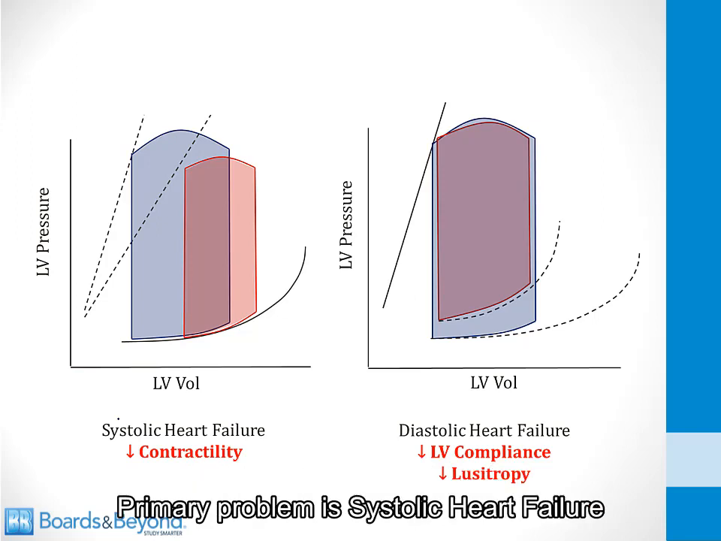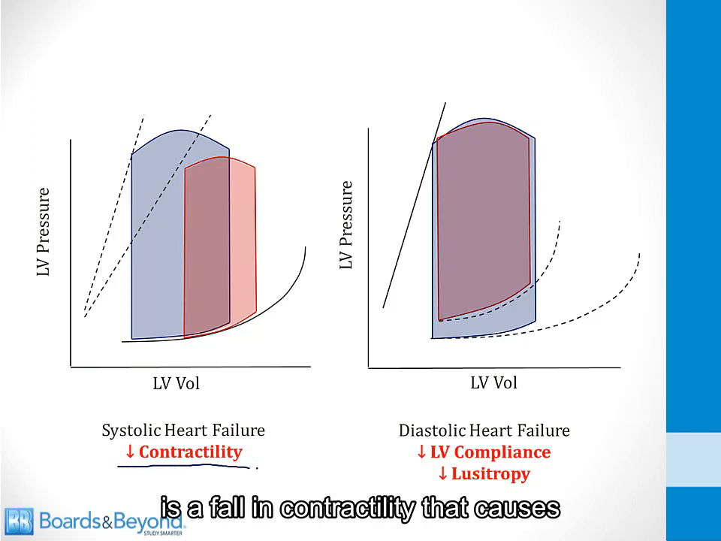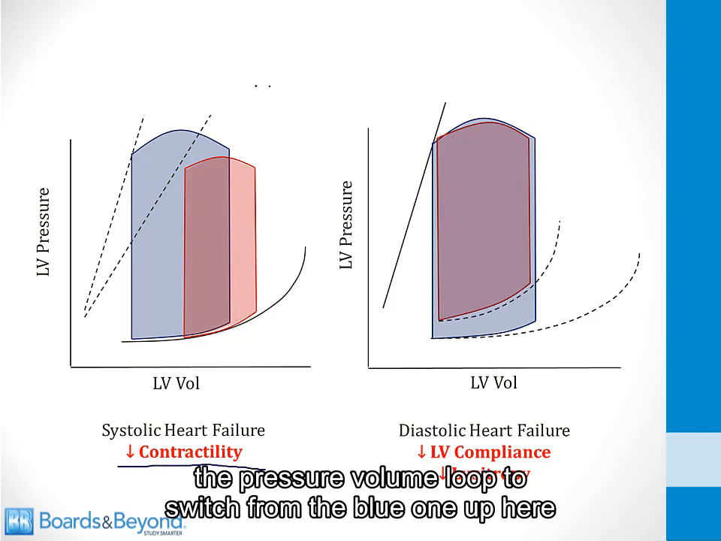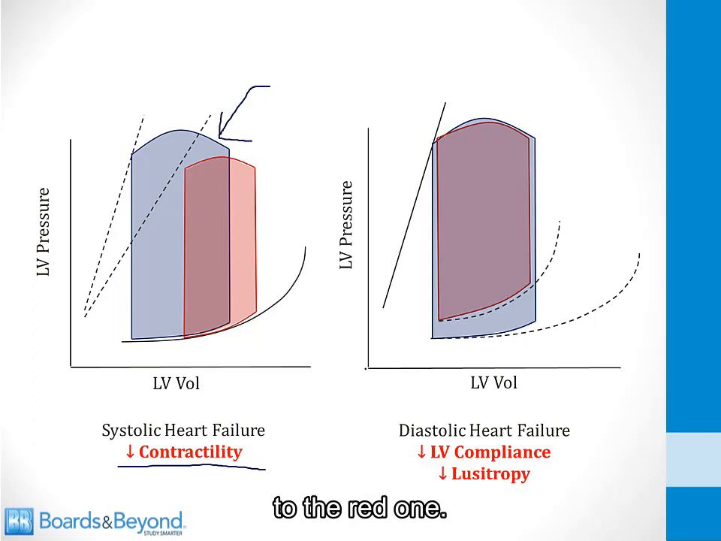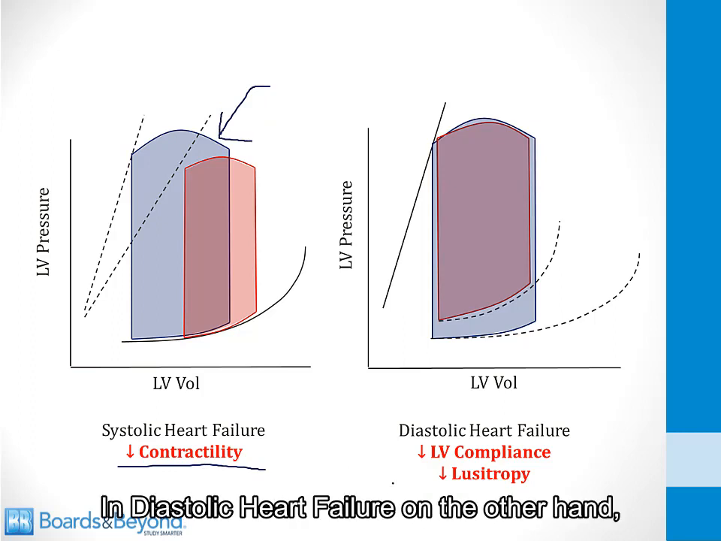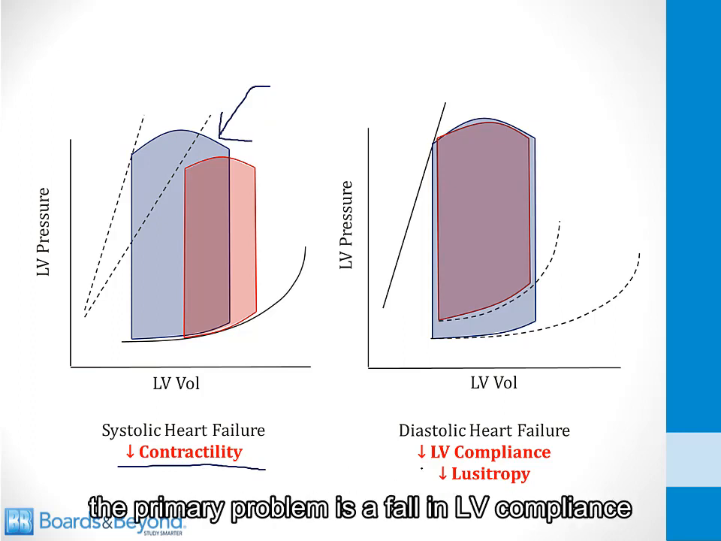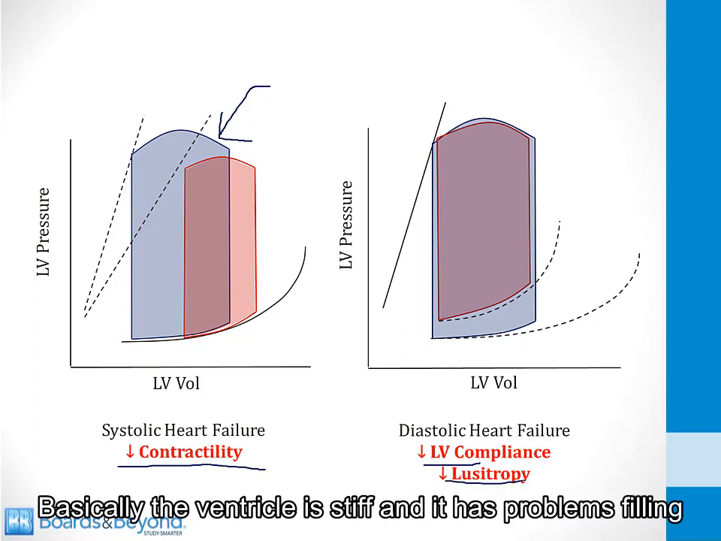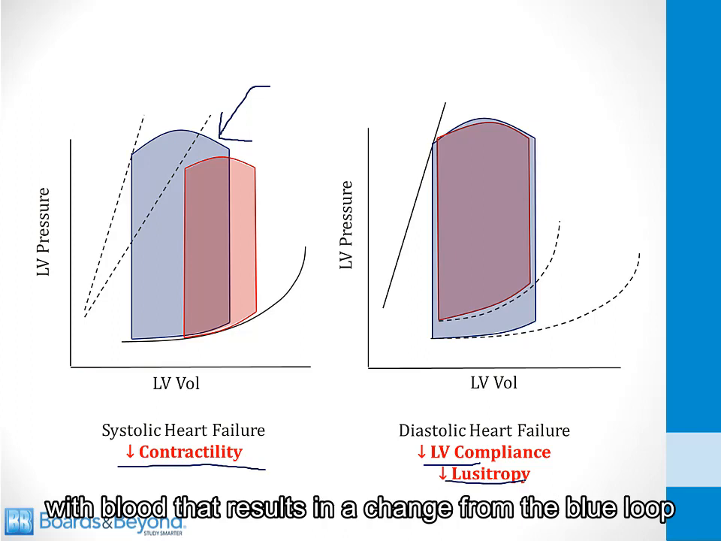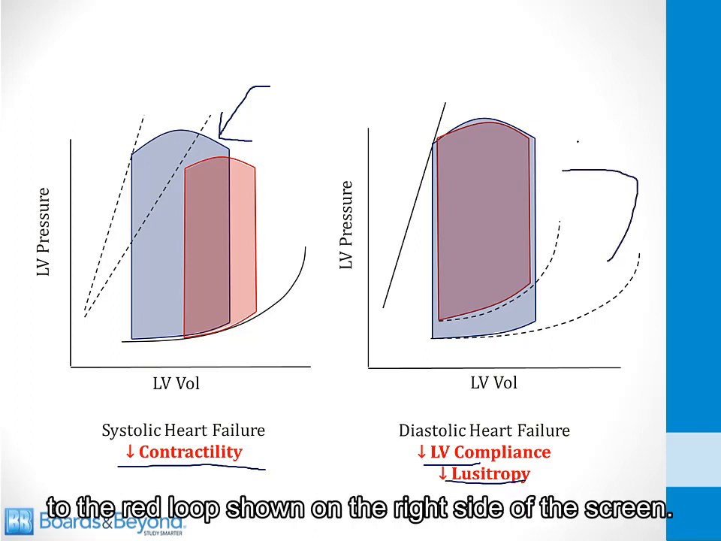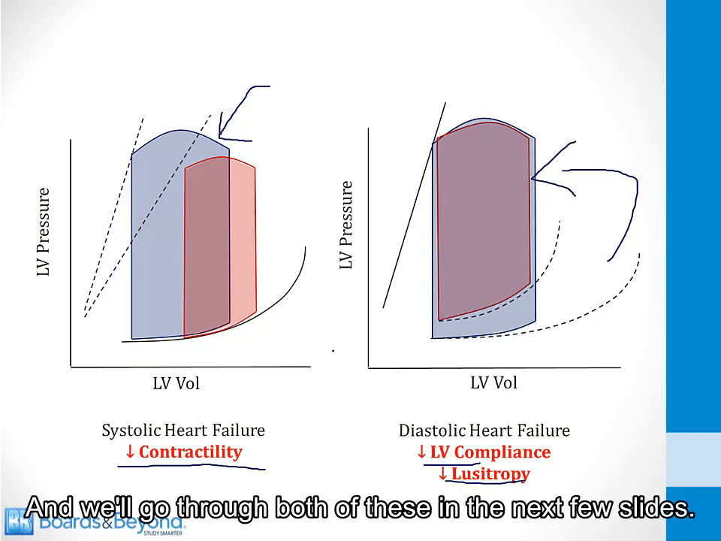The primary problem in systolic heart failure is a fall in contractility. That causes the pressure volume loop to switch from the blue one up here to the red one. In diastolic heart failure, on the other hand, the primary problem is a fall in LV compliance or lusitropy. Basically, the ventricle is stiff and it has problems filling with blood. That results in a change from the blue loop to the red loop shown on the right side of the screen, and we'll go through both of these in the next few slides.